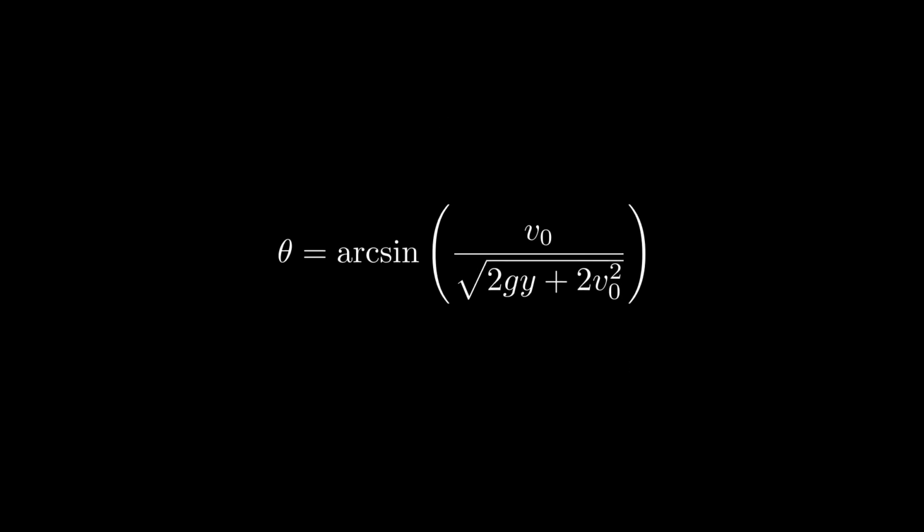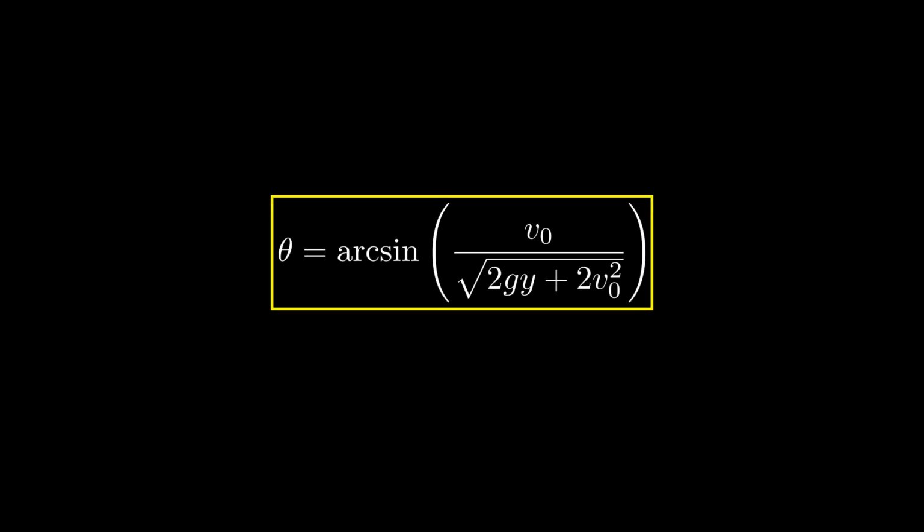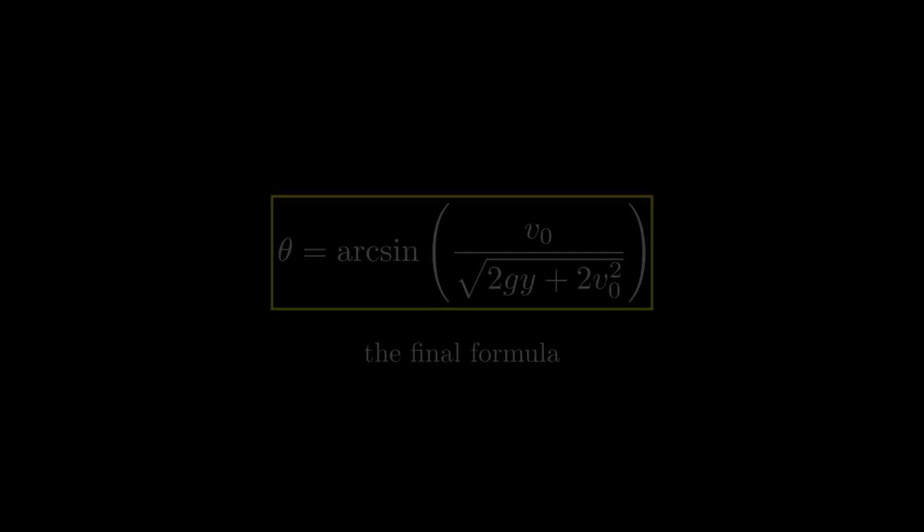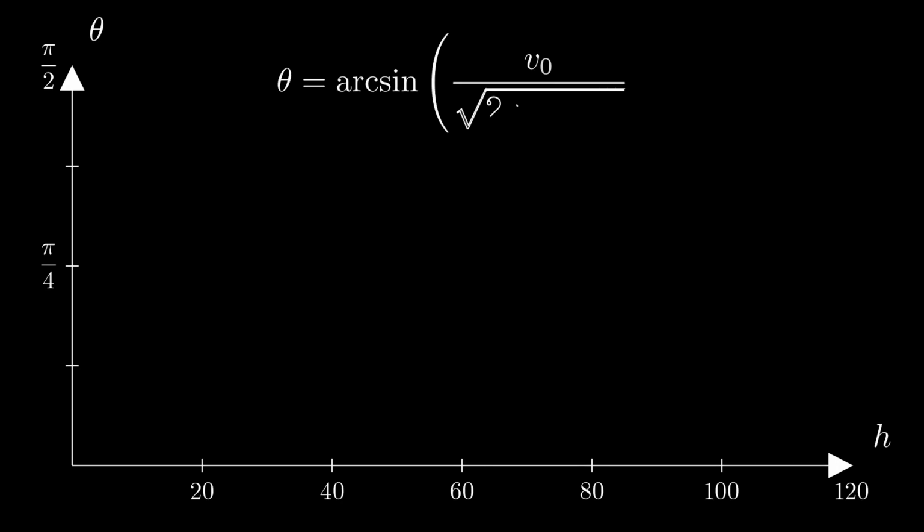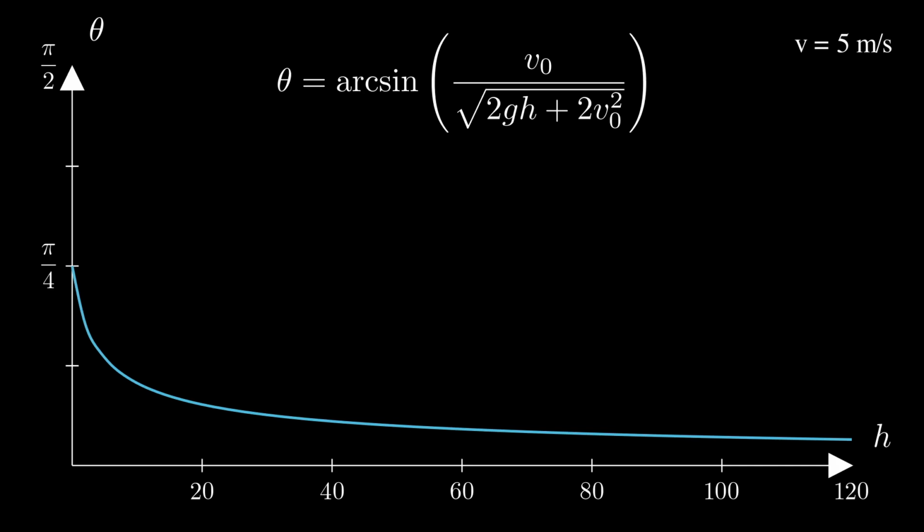And here we have it, the optimal launch angle formula for a projectile above ground level. As we can see, the only two values that are important are the initial speed and height. We can visualize this formula by putting the angle in function of the height, and select the speed of 5 meters per second. These are the optimal launch angles at different heights.